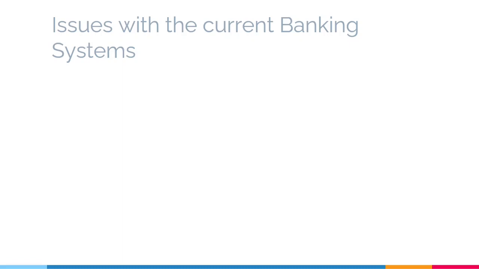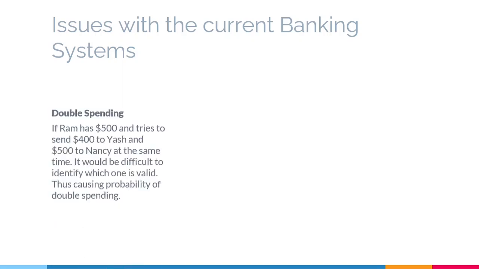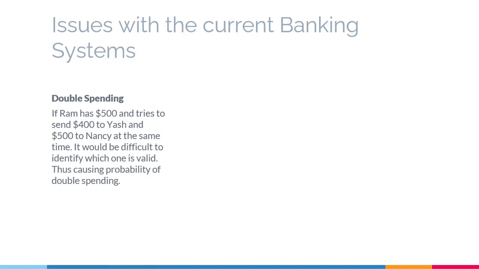Now, the first challenge we will be talking about is double spending. So let's take a simple example. If Ram is having $500 in his account and he tries to send 400 to Yash and 500 to Nancy at the same time, it leads to the problem of identifying which one is valid, making double spending quite possible.